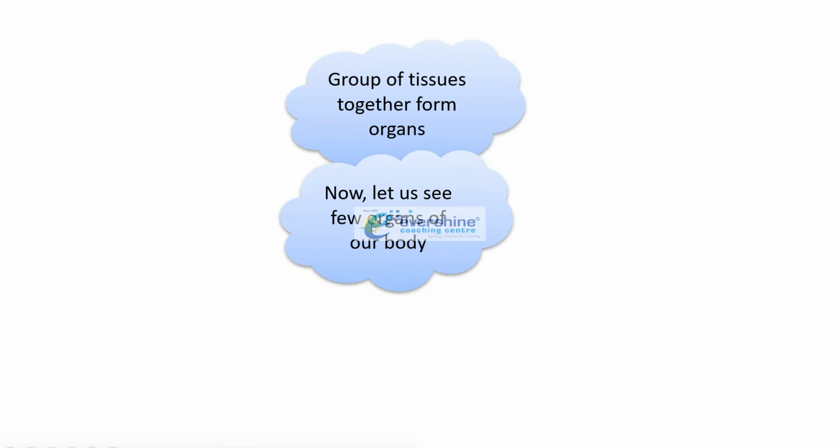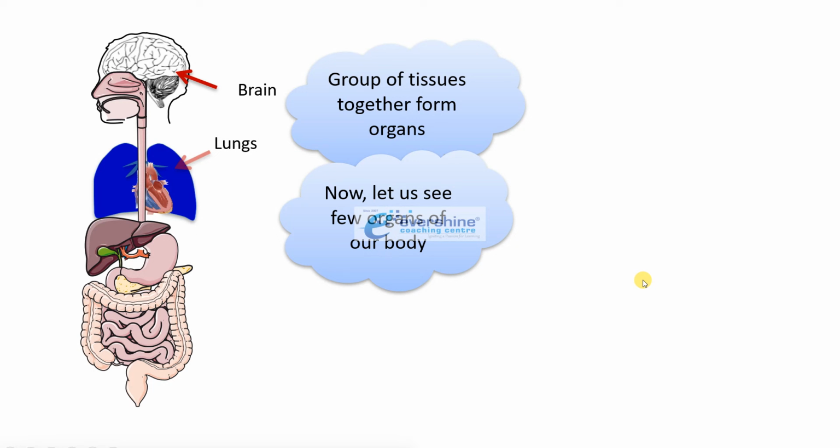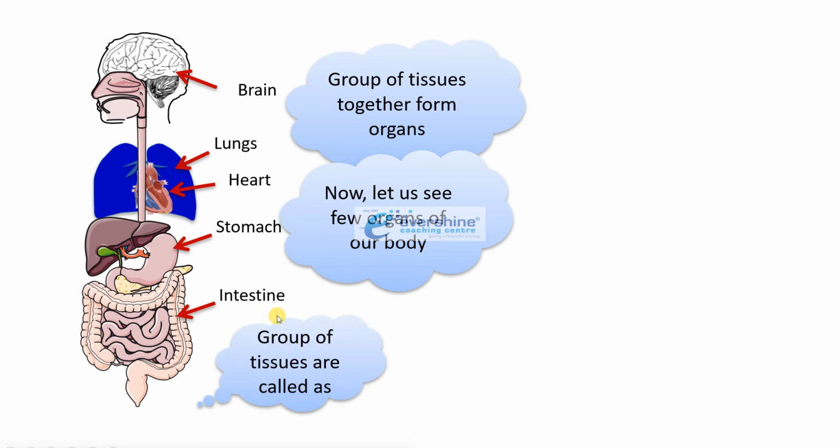So, now let us see a few organs of our body. Brain, lungs, heart, stomach, intestine. These are all the different organs of our body, right? These different organs are made up of different types of specialized tissues. So every organ has different types of cells, and these different cells are organized into different tissues. So this group of tissues, we call organs.